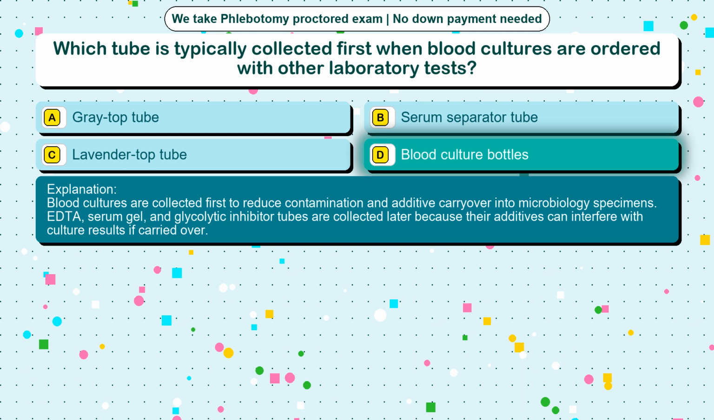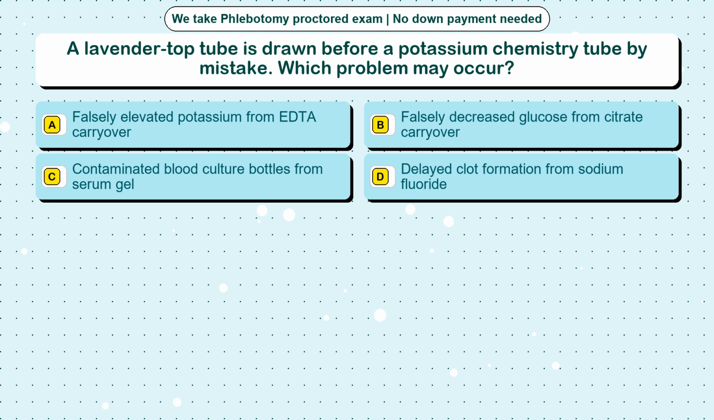Blood cultures are collected first to reduce contamination and additive carryover into microbiology specimens. EDTA, serum gel, and glycolytic inhibitor tubes are collected later because their additives can interfere with culture results if carried over. Question 48. A lavender top tube is drawn before a potassium chemistry tube by mistake.